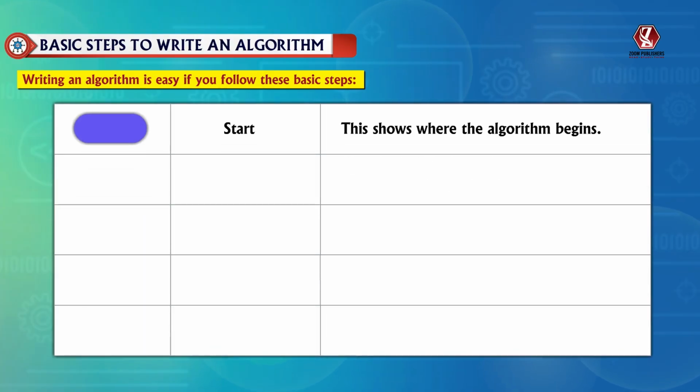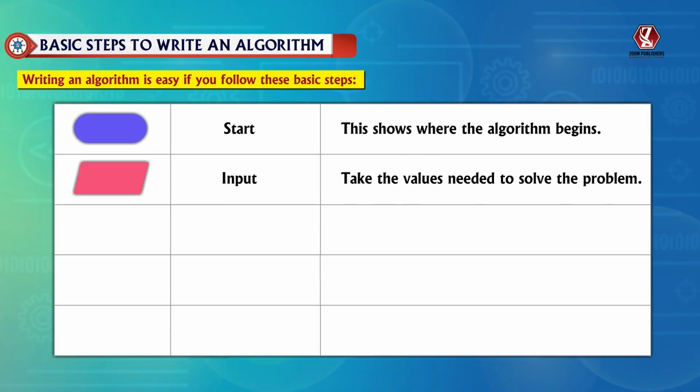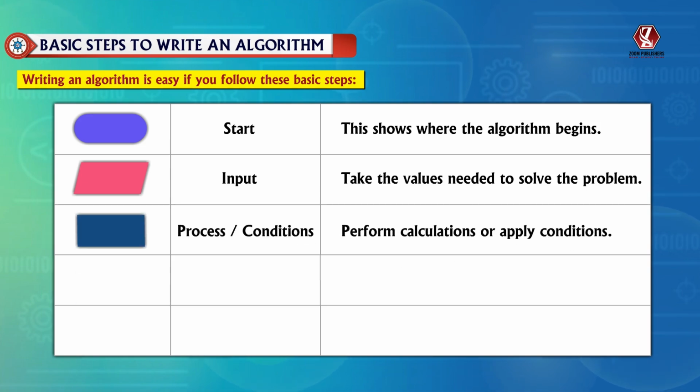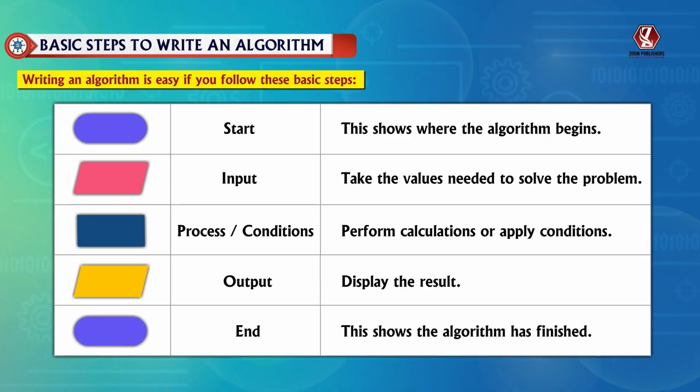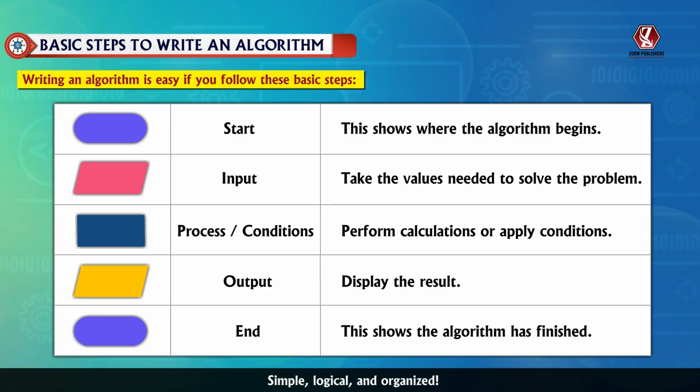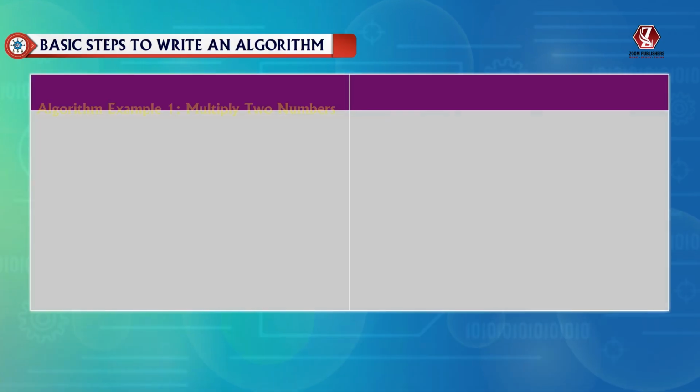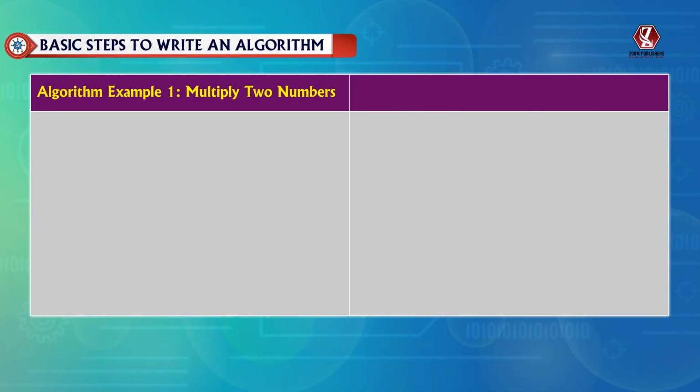Start. This shows where the algorithm begins. Input. Take the values needed to solve the problem. Process, or conditions. Perform calculations or apply conditions. Output. Display the result. End. This shows the algorithm has finished. Simple, logical, and organized.